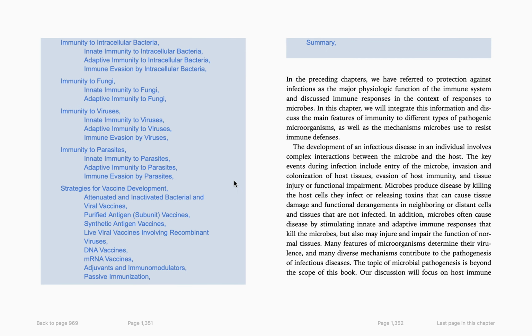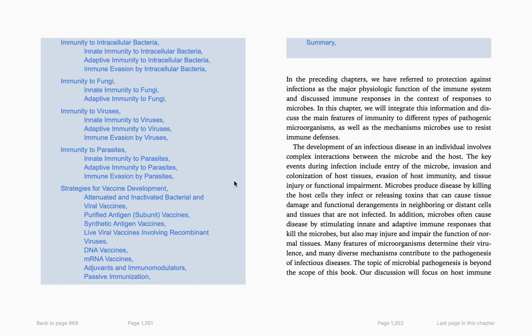In the preceding chapter, we referred to protection against infection as the major physiological function of the immune system and discussed immune response in the context of response to microbes. In this chapter, we will integrate this information and discuss the main features of immunity to different types of pathogenic microorganisms, as well as mechanisms microbes use to resist immune defenses.